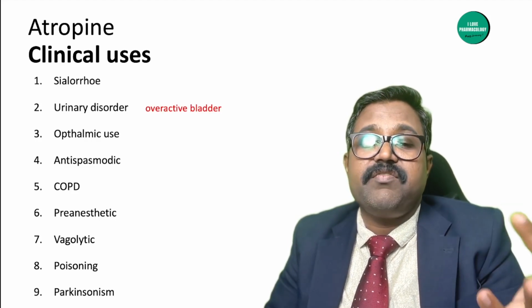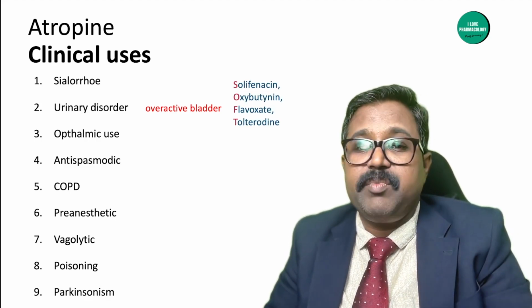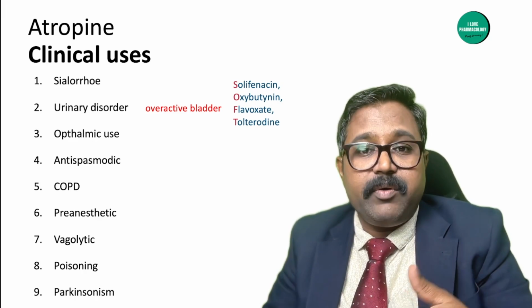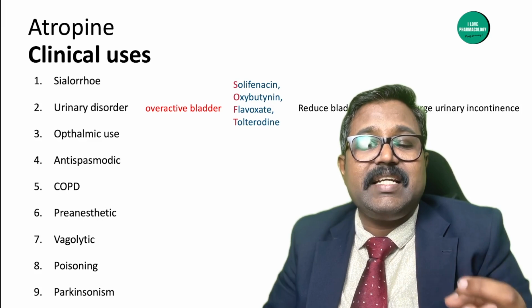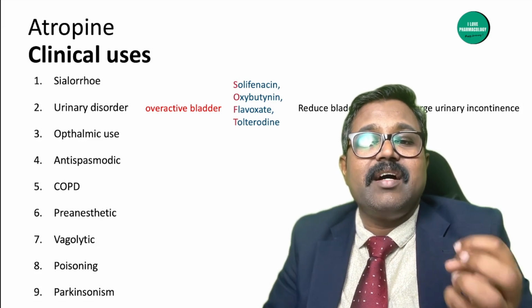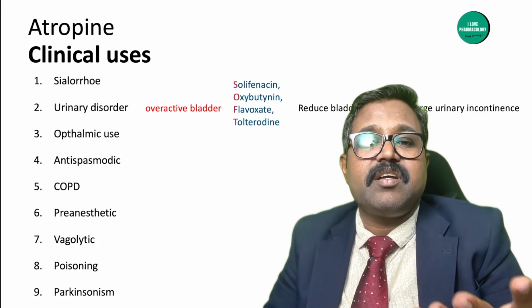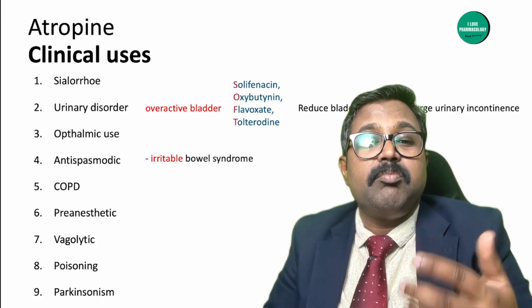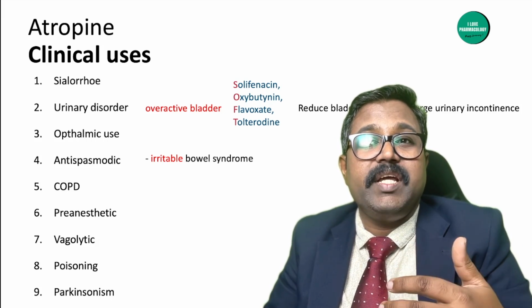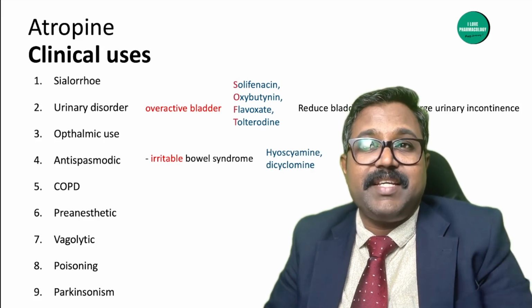Especially in urinary bladder disorders like overactive bladder, we use solifenacin, oxybutynin, flavoxate, and tolterodine. Basically it reduces the bladder spasm as well as helps in overcoming urinary urgency or urge incontinence, because it relaxes the detrusor muscle and increases the sphincter tone. The antispasmodic effect is very useful in irritable bowel syndrome, reducing the pain and colicky sensation, and here we use hyoscine and dicyclomine.